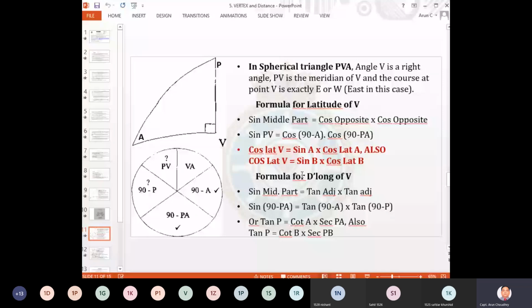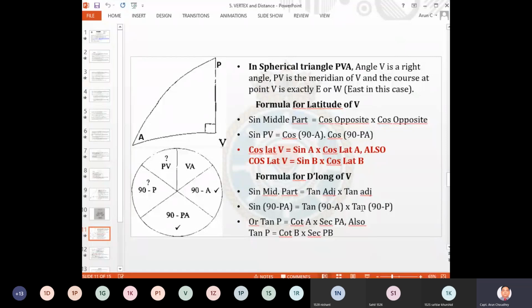What I'm trying to say is, don't try to mug up the formula for latitude. We have to do this and this. Just see which parts are known to you and what you have to calculate, and try to involve those parts in your formulas. No need to mug up anything. All you need to mug up is those two formulas and how to make the Napier's diagram. If you know how to make the Napier's diagram and these two formulas, then you should be able to calculate all the other parts.